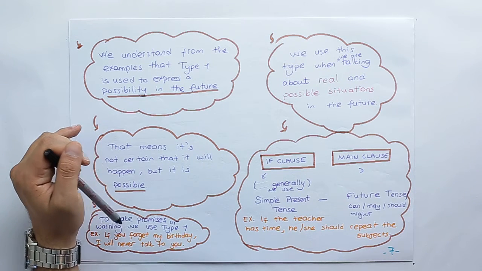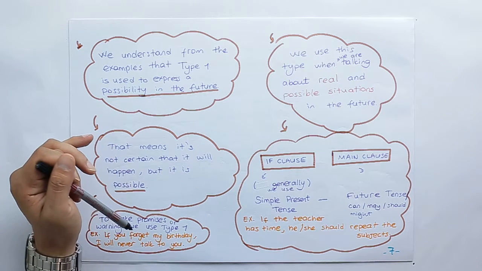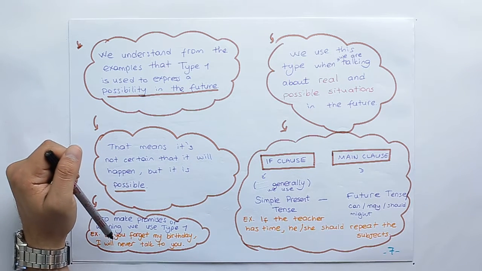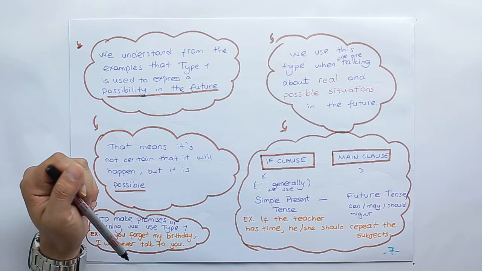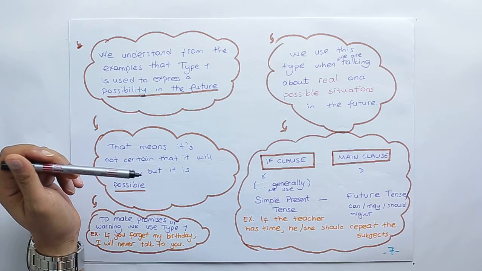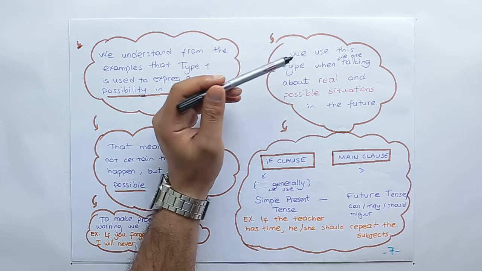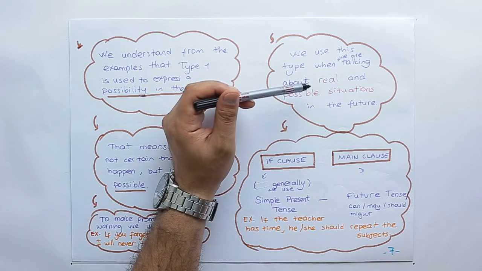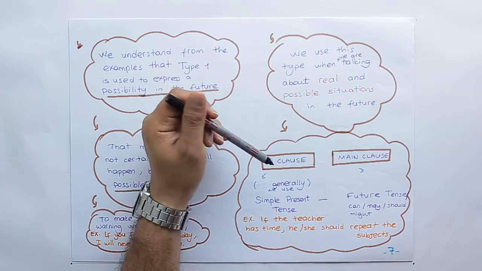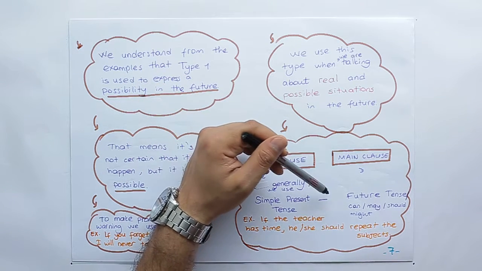To make promises or warnings, we also use type 1. As an example, if you forget my birthday, I will never talk to you. This is an example for what? For a promise or warning. We use this type when we are talking about real and possible situations in the future. And there's an if clause part and a main clause part.